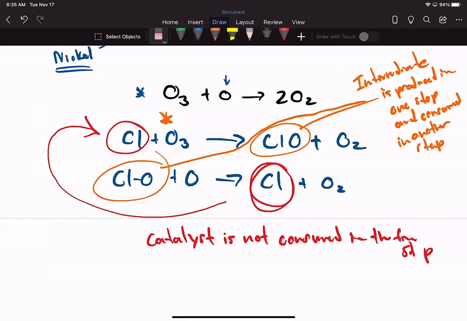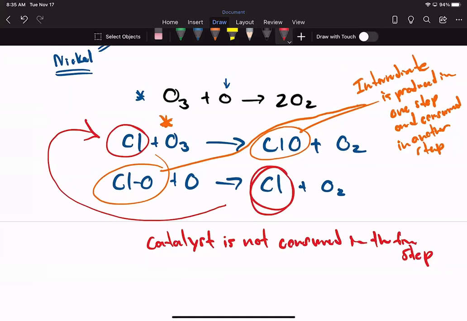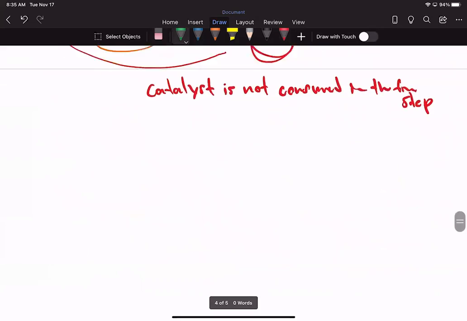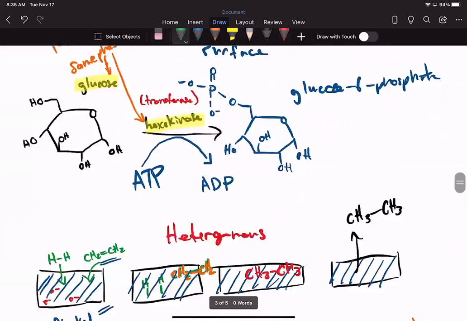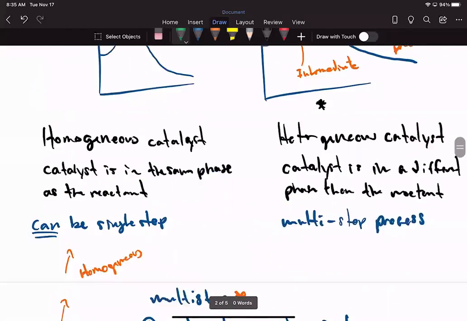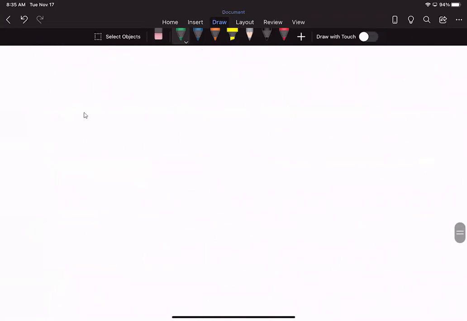But as far as calculations go, we're not going to do any calculations regarding catalysis. You might see that in maybe physical chemistry or inorganic chemistry, but this is just our introduction into catalysis here.